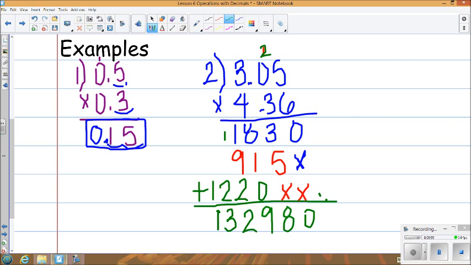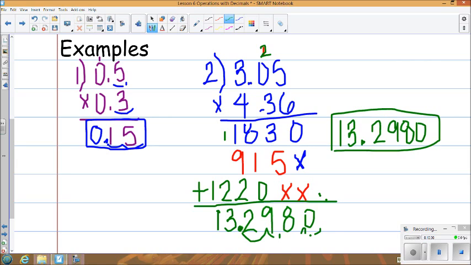So now I have this whole long number, and I have these decimal places here. So I have 4 decimal places total when you look at your 2 original numbers that you started with. So that means my answer needs to have 4 decimal places as well. So I need to count 1, 2, 3, 4. So my decimal is going to go right in here in my final answer. So your final answer is going to be 13 and 2,980 10,000ths.